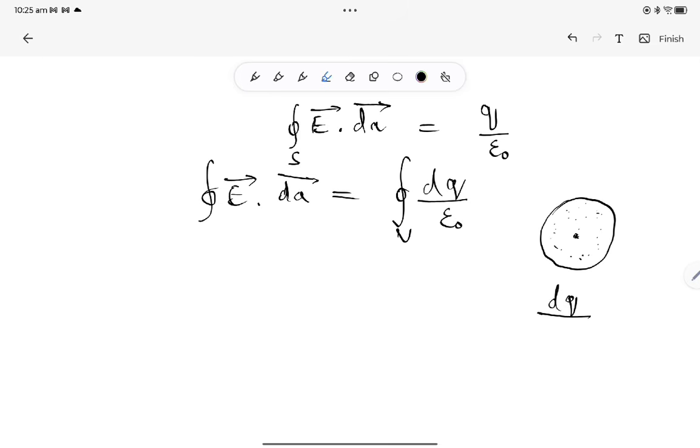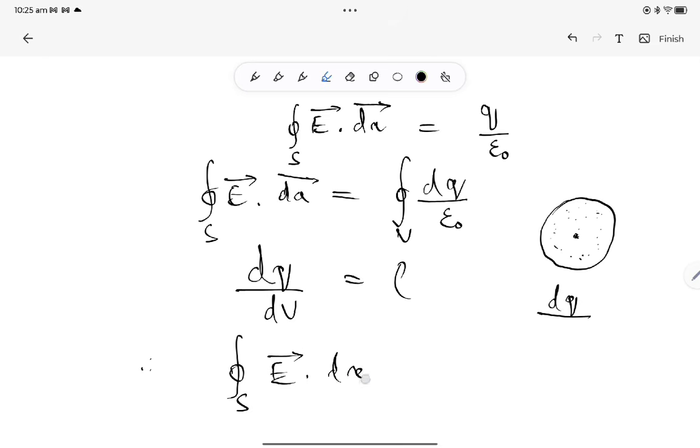But the integral of dq, that's over our volume. Now again we can write dq as dq by dV, that is the volume charge density, rho. Therefore dq can be written as rho dV. Therefore we have the integral of E dot dA is equal to the volume integral, in place of dq you have rho dV, by epsilon naught.